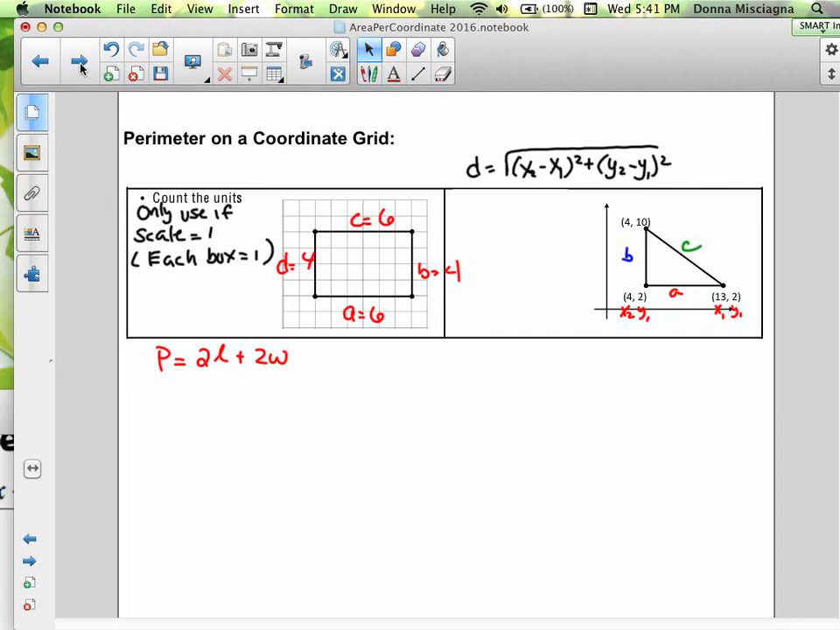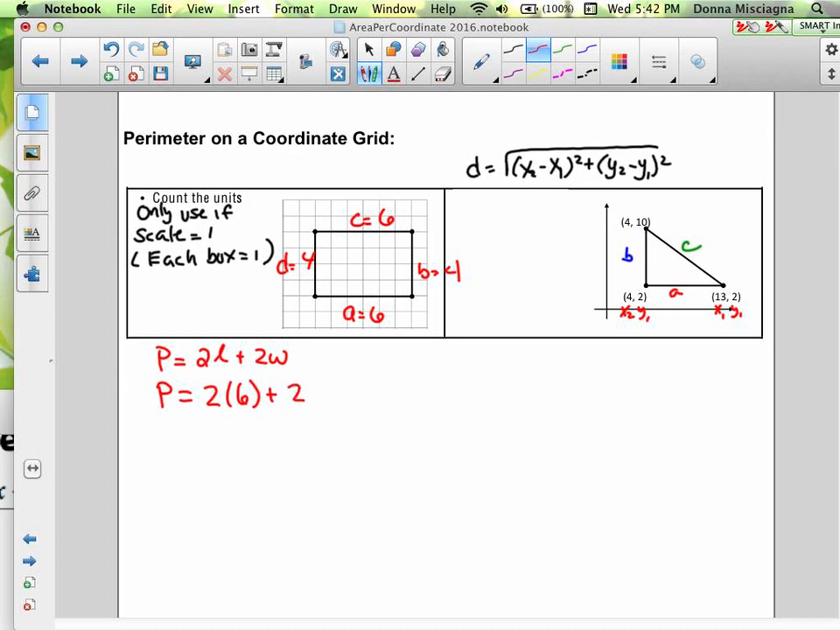Perimeter on a coordinate grid, just a little introduction here. If each box is worth 1, if your scale is 1, and you've got horizontal and vertical lines, you can count. So I've already put the values here. A and C are the same length, they're both 6. And B and D are the same length, they're both 4. When we're finding the perimeter of a rectangle, since we have 2 measures that are exactly the same, we can multiply the length by 2. In this case, the length is 6. And multiply the width by 2. In this case, the width is 4. That means our perimeter is 12 plus 8, or 20 units.